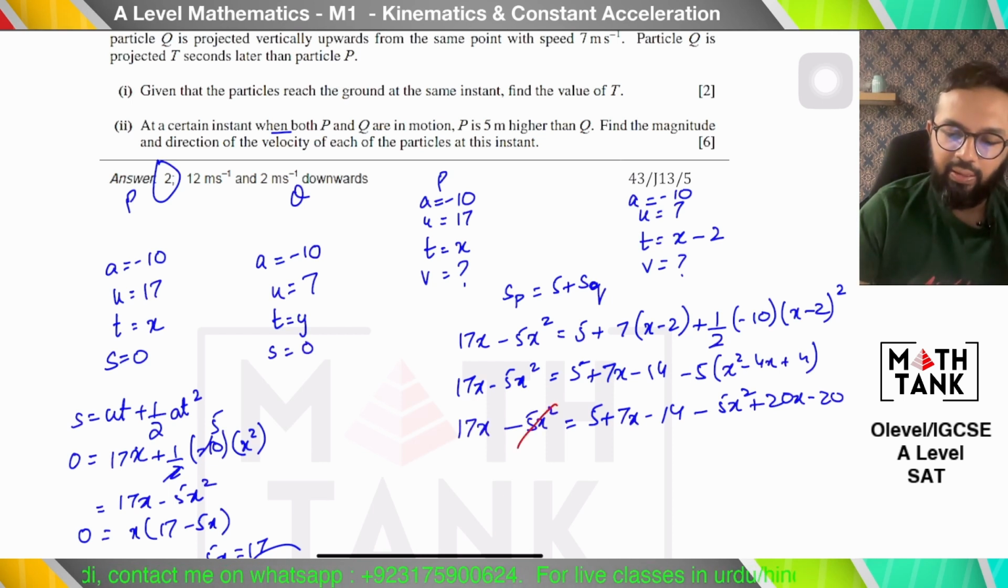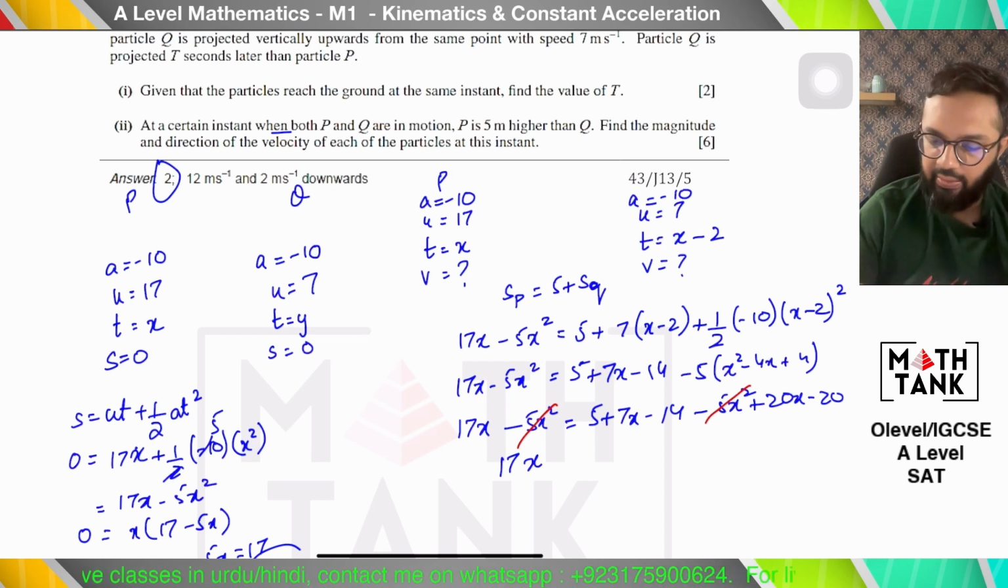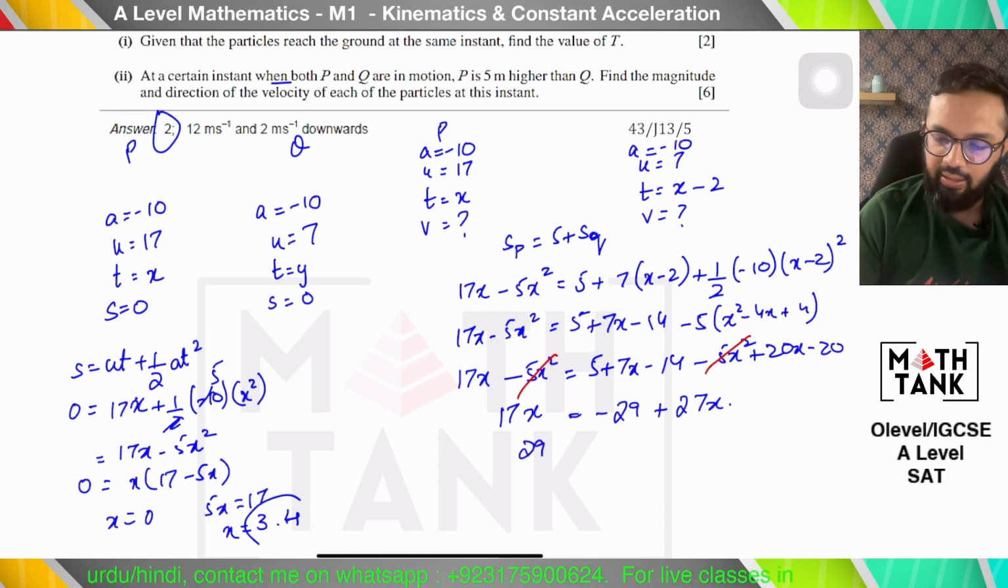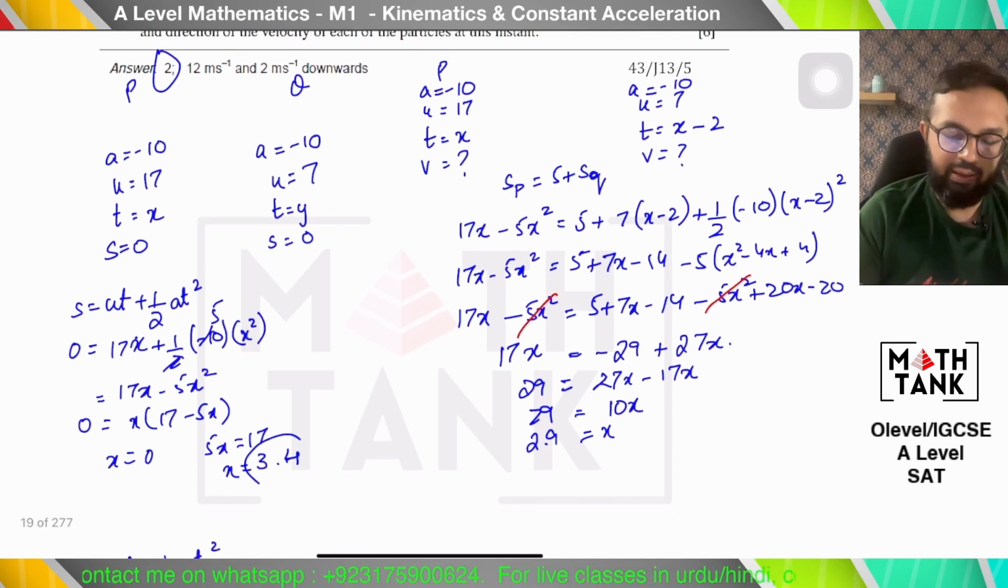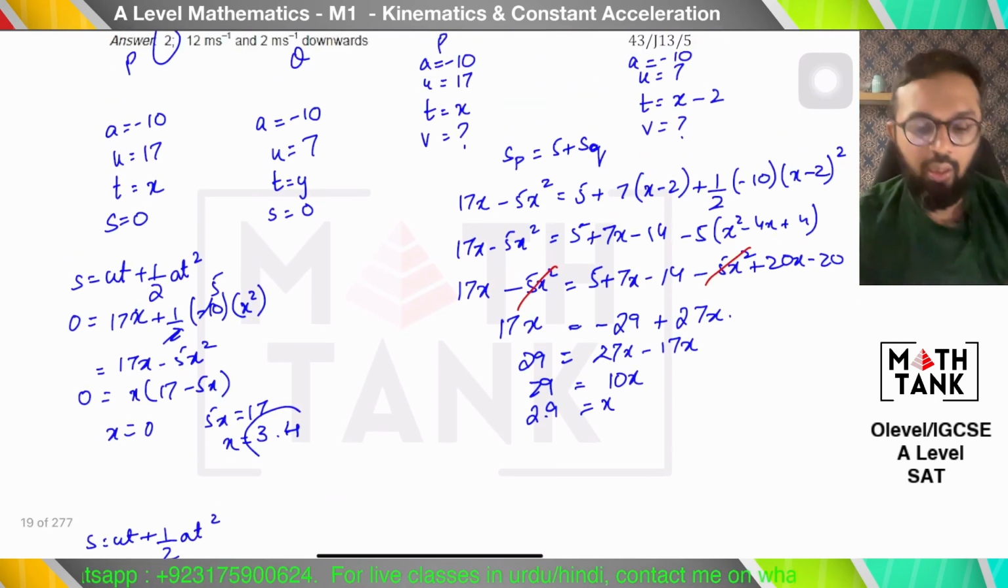Again, 5x squared is canceling out. I'm left with 17x minus 34 and minus 29 plus 27x. So 29 equals 27x minus 17x. That's 10x, and x equals 2.9. So it's after 2.9 seconds that they are 5 meters apart.